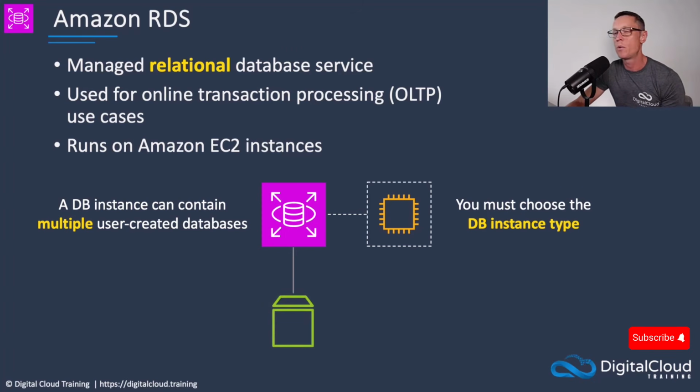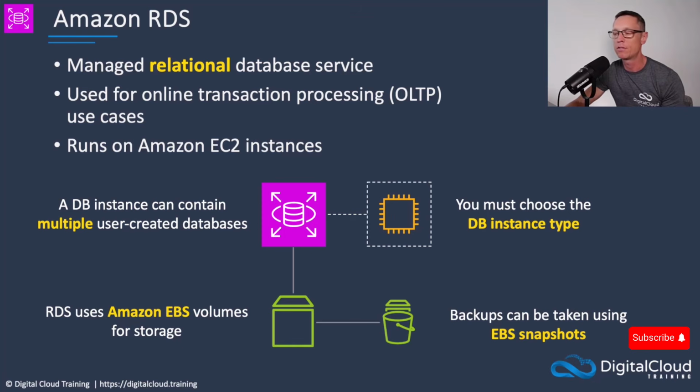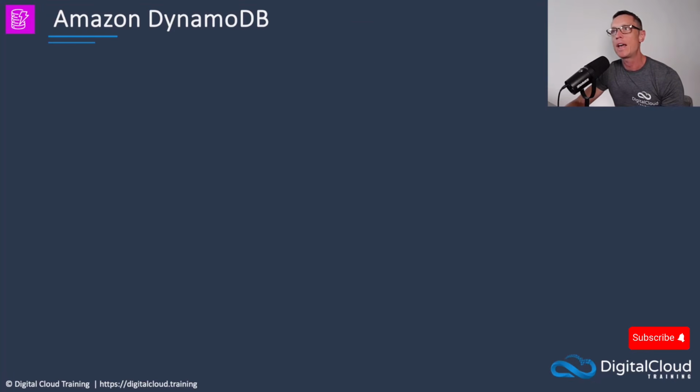EBS is used for the actual storage in this case, because remember, this is running on EC2. And that means also that snapshots are the mechanism for backing up these databases, or it's one of the mechanisms anyway. Now let's have a look at DynamoDB.